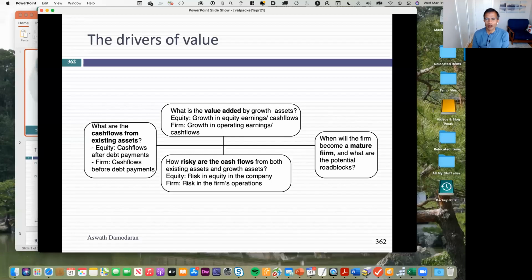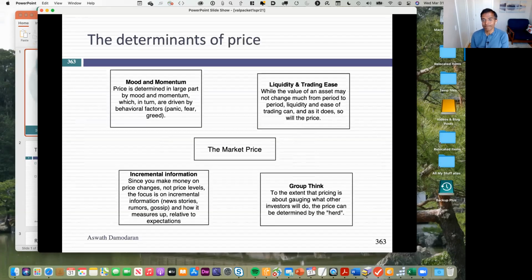So earlier when we talked about intrinsic valuation, I said that to do an intrinsic valuation of a company, you've got to ask questions about business models. What are the cash flows from existing assets? What's the value of growth? How risky are you? When will you be a mature company? And that's what we tried to do in discounted cash flow valuation. With pricing, you're asking what drives price? I hate to say this, but the biggest force driving price is mood and momentum.